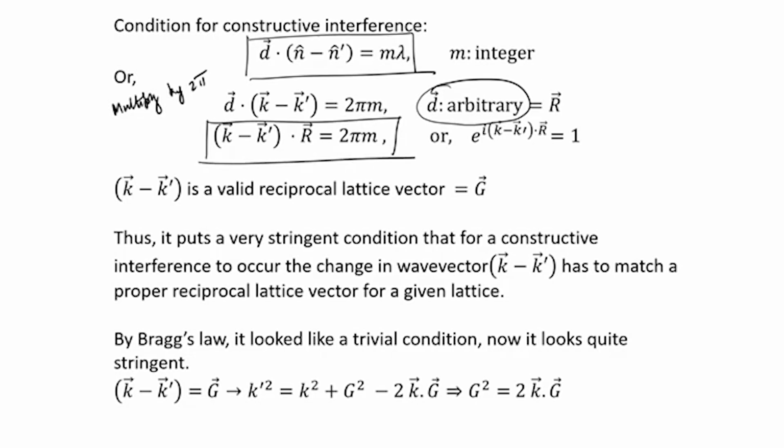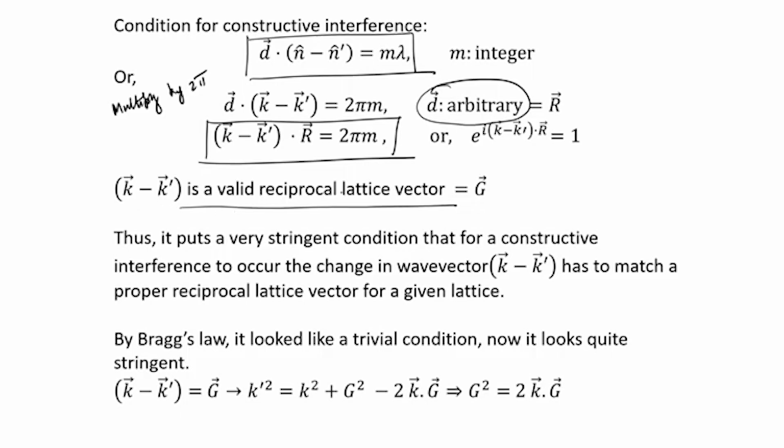And that is equivalent in some sense to this condition, Bragg's law. We will see that, but the condition that gives rise to this constructive interference, where you should see a peak, is quite different, and the condition is quite stringent, as we shall see in just a short while. So, k minus k prime is a valid reciprocal lattice vector, right, where k is the direction of the incident X-ray and k prime is the direction of the scattered X-ray.